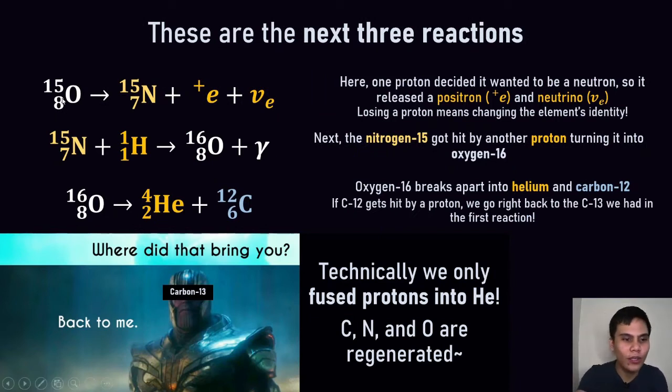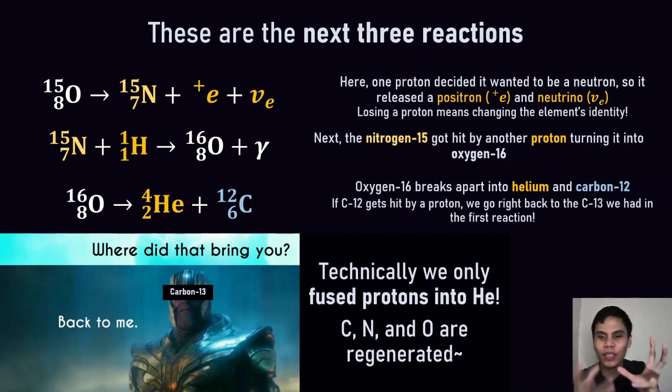So again, we're starting with oxygen-15, again unstable. Since it's unstable, one of the protons will turn into a neutron. It's trying to stabilize by turning itself into a neutron. So again, it releases another positron and neutrino so that it becomes nitrogen-15, another unstable nitrogen isotope. Now, if that nitrogen-15 gets hit with another proton, we get oxygen-16, the stable isotope of oxygen.